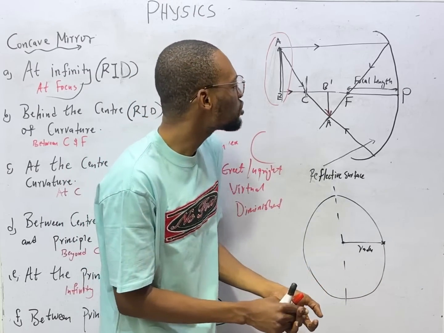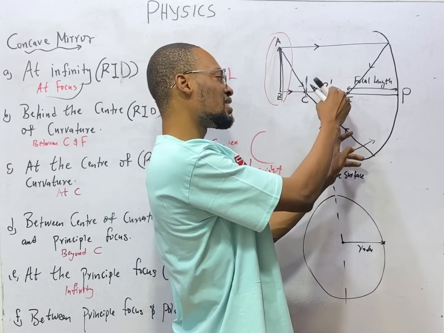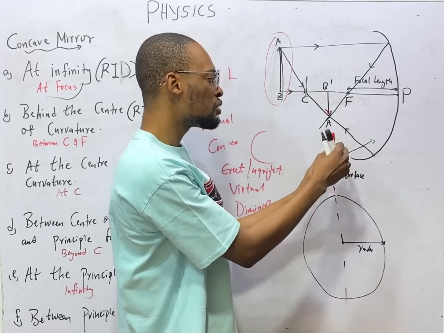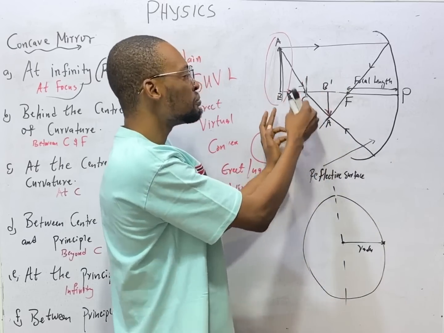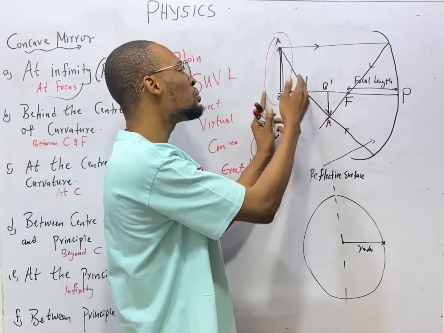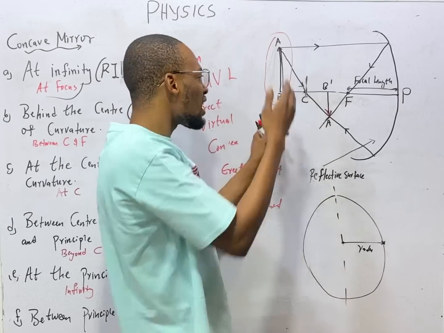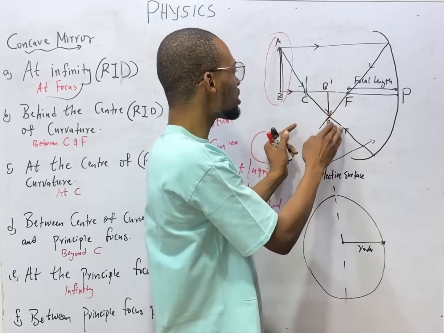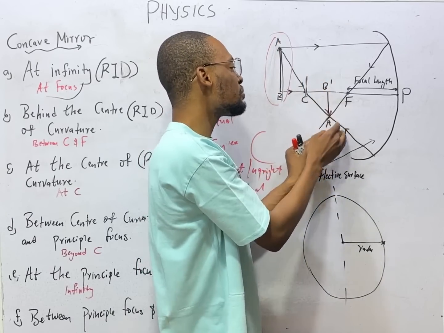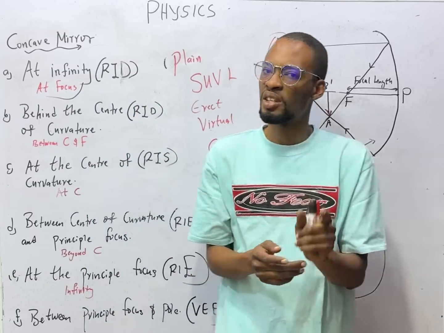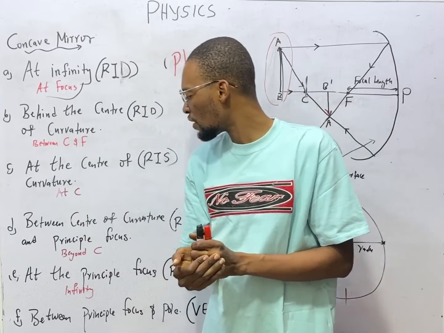Now, if you choose to place the object here between the center of curvature and the focus, the image will be opposite. First of all, the image will be formed beyond C. Secondly, instead of being diminished, the image will be enlarged, right? And the image will still be inverted. So if this is BA, here will be AB. If this is AB, here will be BA. It is now being inverted. Please understand and watch this video over and over again.